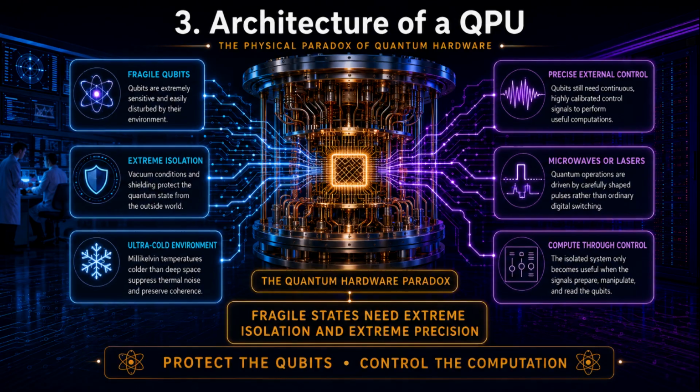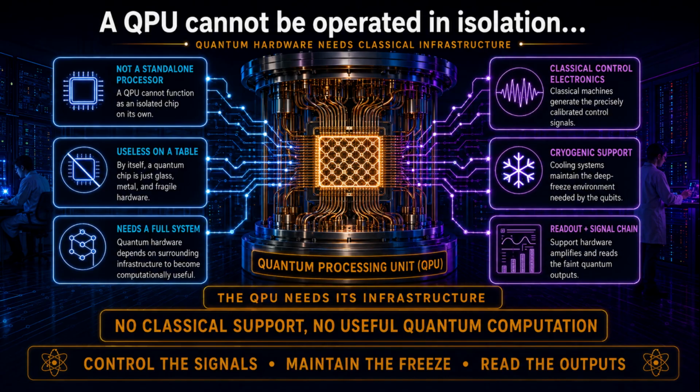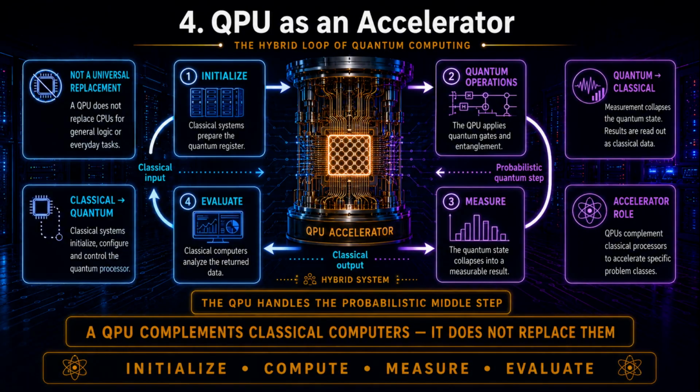compute anything. Schneppat notes a crucial reality here. A QPU cannot be operated in isolation as a standalone processing unit. It requires classical control electronics. A quantum chip just sitting on a table is nothing more than useless glass and metal. It requires a massive infrastructure of classical machines to generate the signals, maintain that deep freeze, and read the incredibly faint outputs. Section 4. The QPU as an accelerator within a hybrid loop.